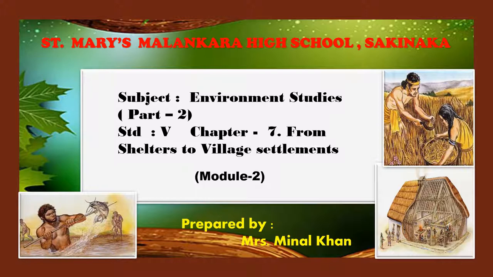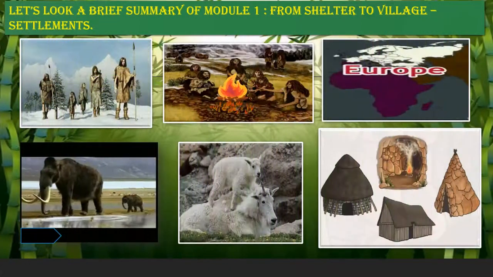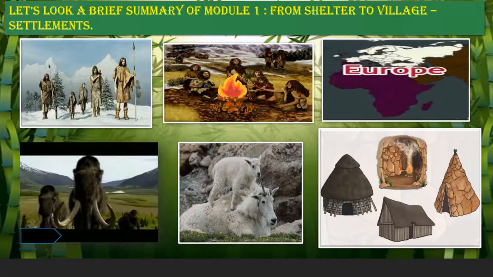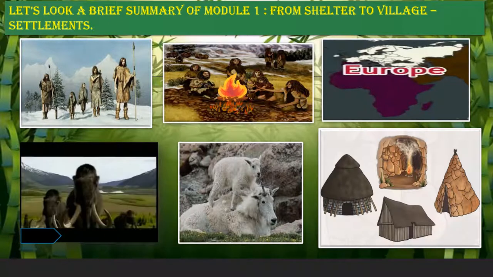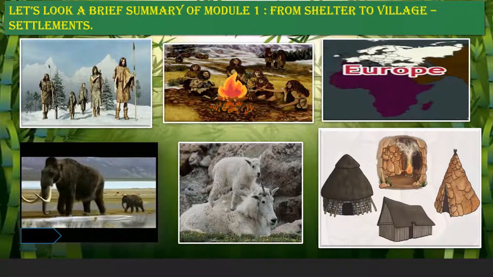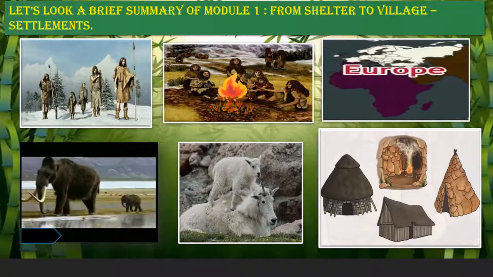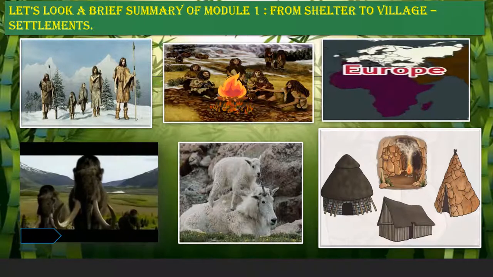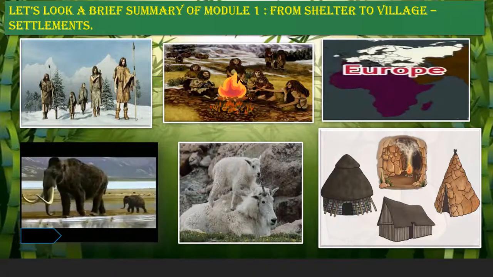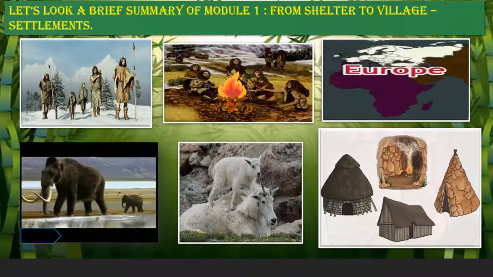But before proceeding to our Module 2, let's see a brief recap of our Module 1. Let's look at a brief summary of Module 1, from shelter to village settlement. So student, in Module 1, we learned about the Ice Age, which was extremely cold and harsh because of the cold climate. We also learned how human beings and animals survived in this period.